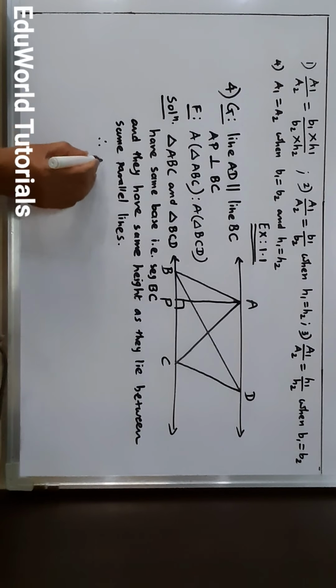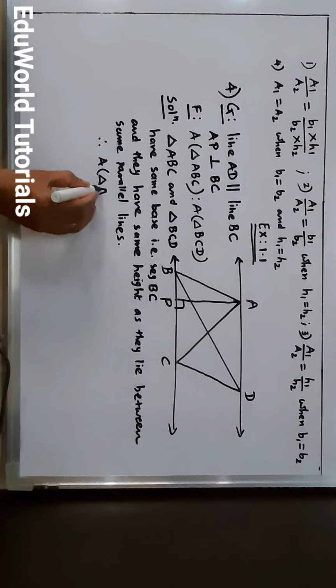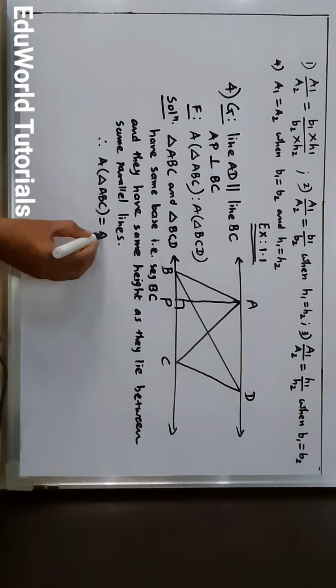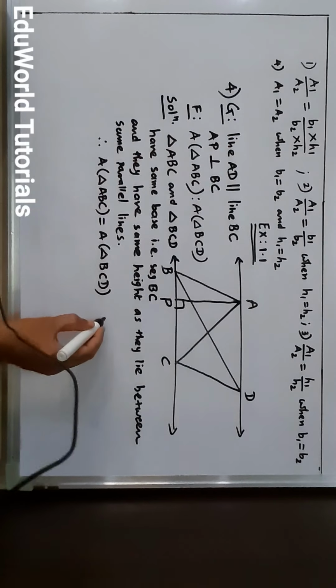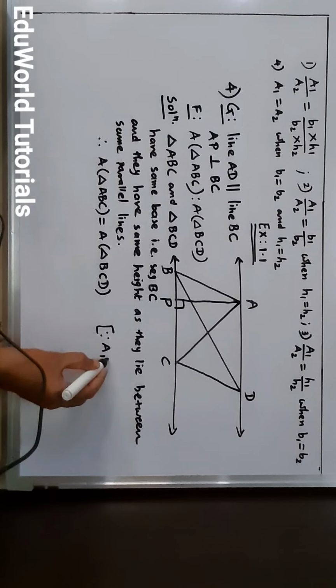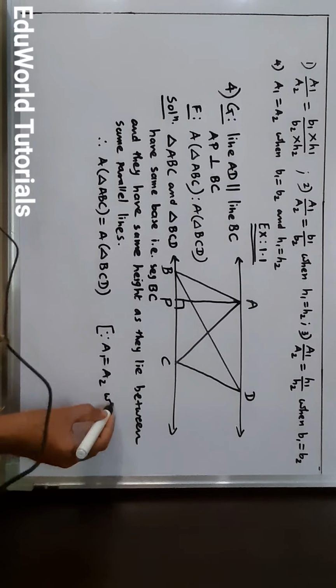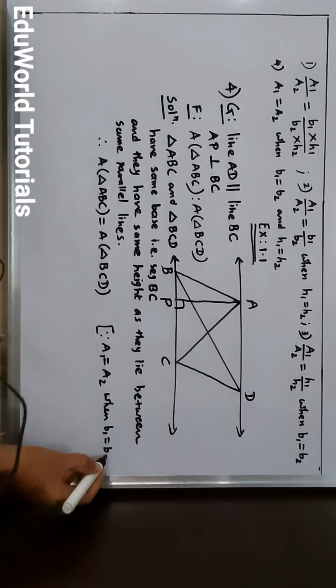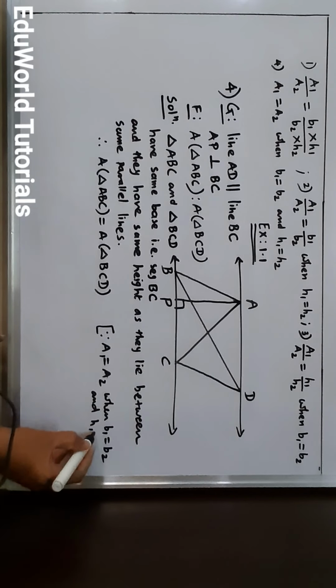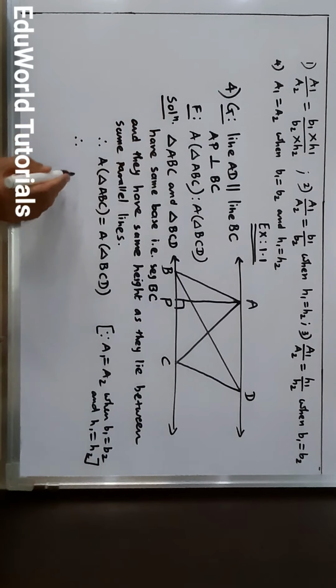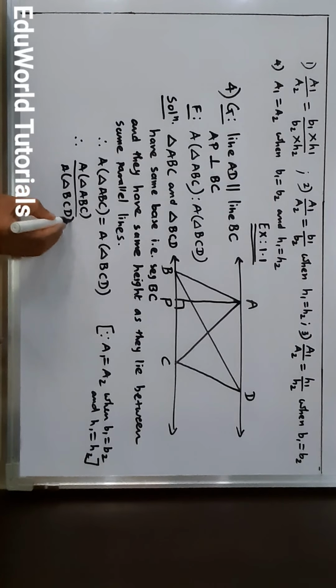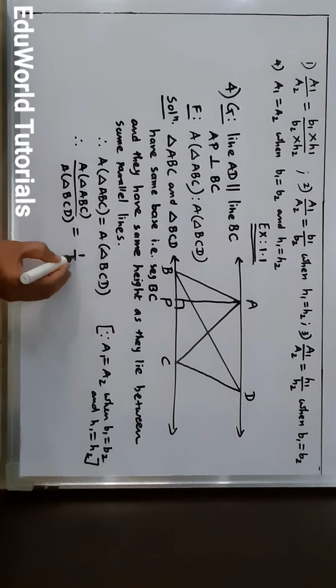Therefore, what do we have to write? Therefore, area of triangle ABC is equal to area of triangle BCD. Why? The fourth property. The reason we have to write is A1 is equal to A2 when B1 is equal to B2 and H1 is equal to H2. Simply the fourth property. Therefore, we have to find the ratio of the areas. Therefore, area of triangle ABC upon area of triangle BCD is equal to 1 upon 1.